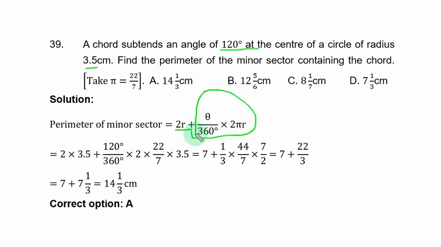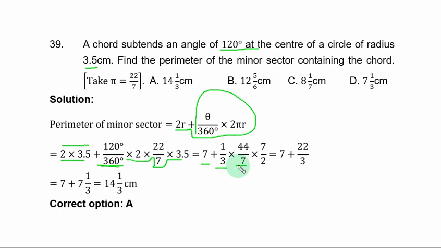That is the length of arc. So the radius is 3.5. You have 2 times 3.5 plus the given angle 120 degrees over 360 degrees times 2 times pi, 22 over 7 times radius 3.5. If you multiply this, you have 7. If you reduce this, that is plus 1 over 3 times 2 times 22 over 7, that is 44 over 7.